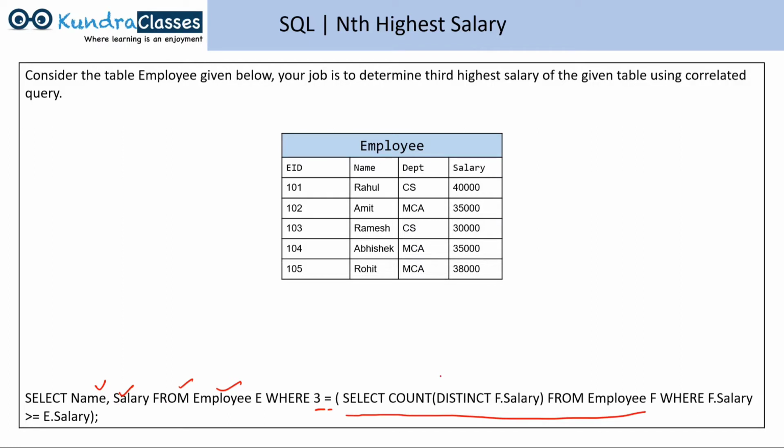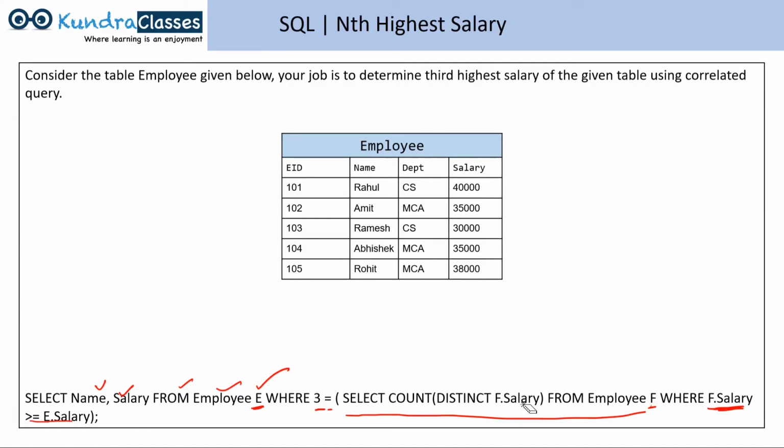This means this is nested. Then how is it dependent? You can see that here there is a comparison where f.salary is greater than e.salary. So what does this mean? I have created an alias e of the outer table, and I've also created an alias f in the inner table, and I'm using the alias of the outer table in the inner query. So this is how the inner query is depending on some part of the outer query. Because of this, this is called correlated nested query.